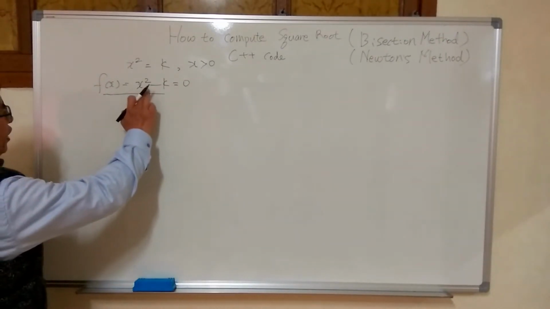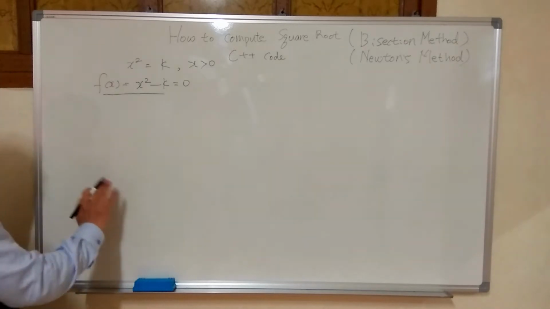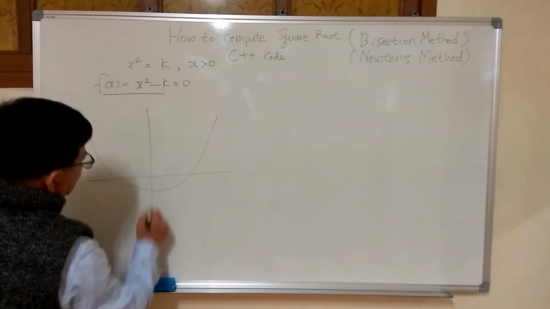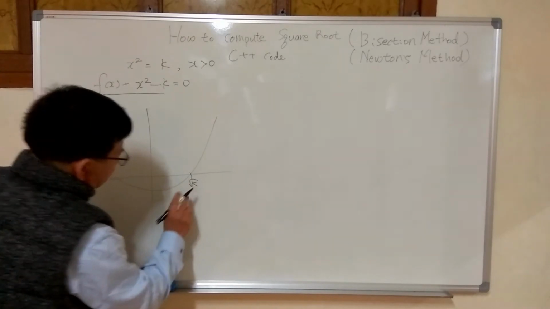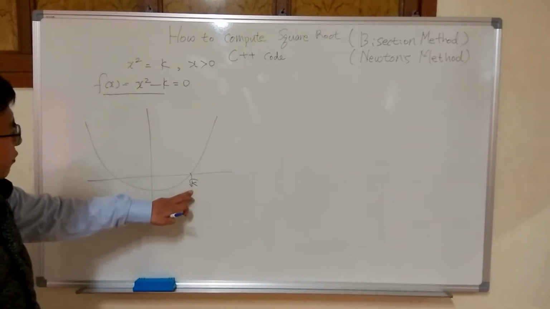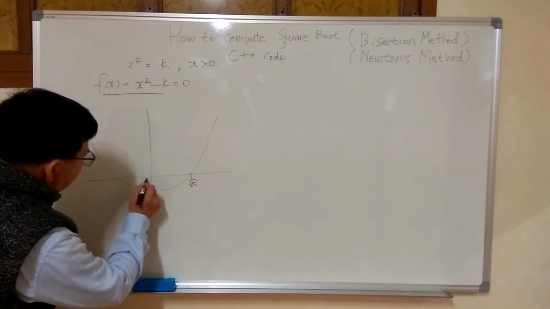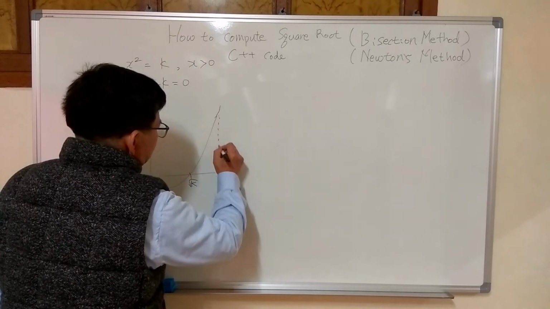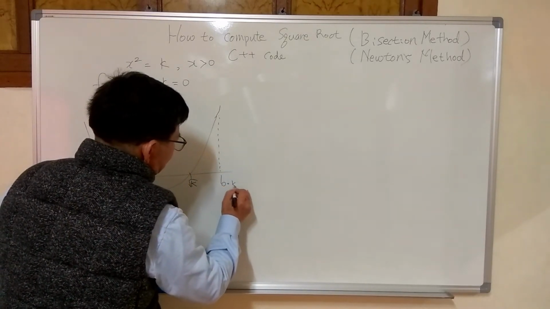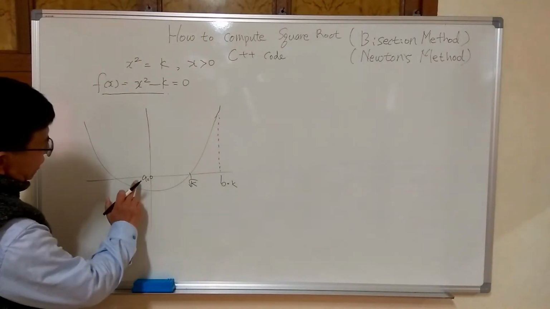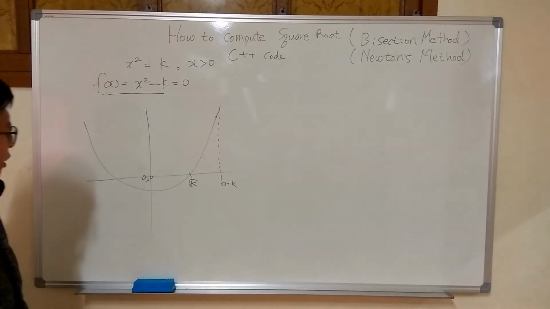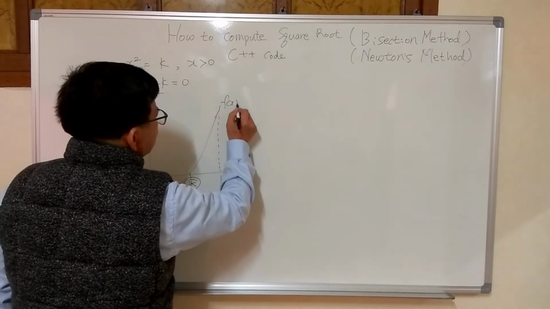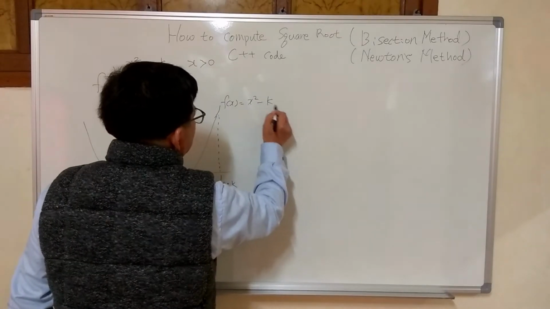So I will graph this function on a Cartesian coordinate like this. This is k, and the square root of k will be here. We are going to find this value, and initially we start with a lower bound. I will let the lower bound be a, for example, and the upper bound b. We will let it be k, for example. We will start with the two ranges, lower bound and upper bound. Then we will try to compute this square root of k. This is f(x), x squared minus k, like this.